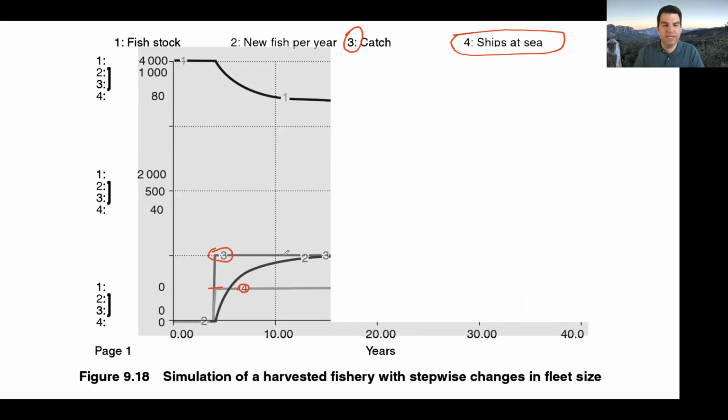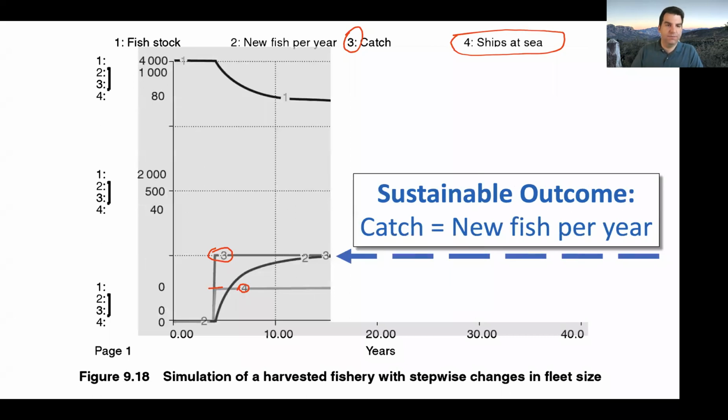And notice that when that happens, this curve marked 2, the new fish per year, was originally 0 because the fish were at carrying capacity. They could not produce any more fish. But as you start removing fish, you remove competition for food, so those fish can start reproducing more. They rise up and eventually level off at exactly the catch. That is a hallmark of a sustainable outcome: the inflow, new fish per year, is equal to the outflow, catch. When that balances out, the stock of fish up here levels out as well. So that's a sustainable outcome.